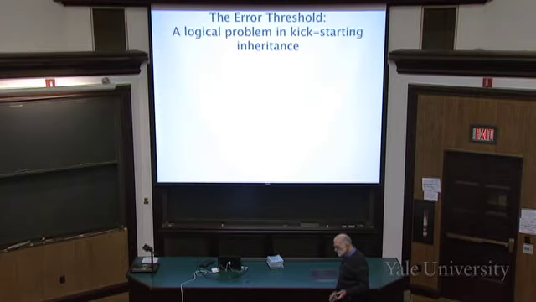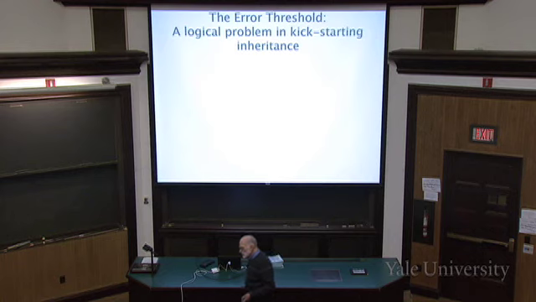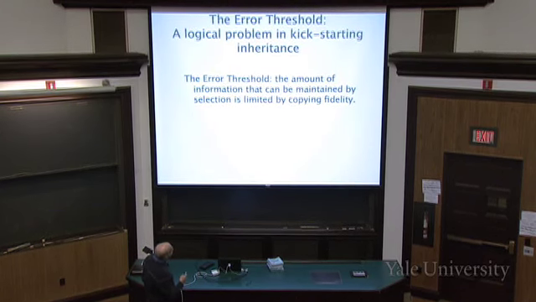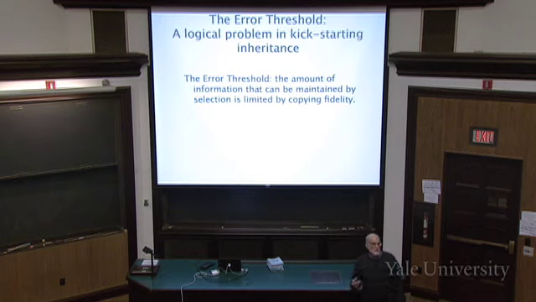But then once we got the building blocks, you run into what is not a chemical synthesis problem, you run into an abstract logical problem, okay? That's the error threshold. So the amount of information that you can maintain by selection is limited by copying fidelity. Basically what that says is that if you have a very high mutation rate, you are destroying all of the information that you've accumulated, and you're not transmitting enough of it to the next generation to be able to usefully accumulate information on how to do something better.